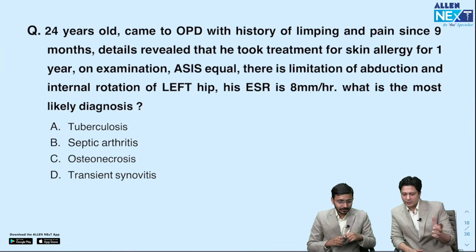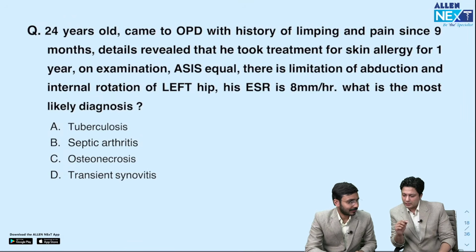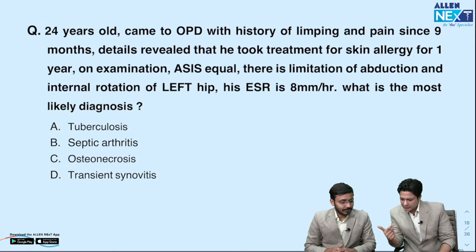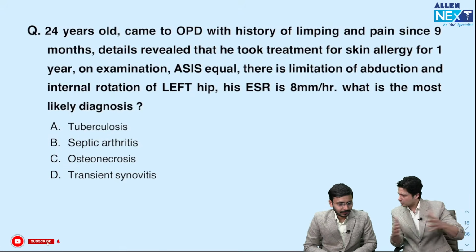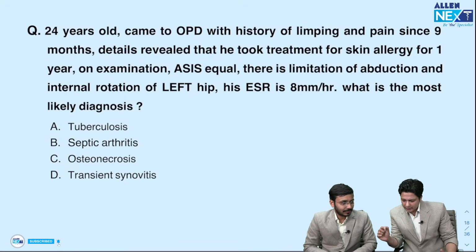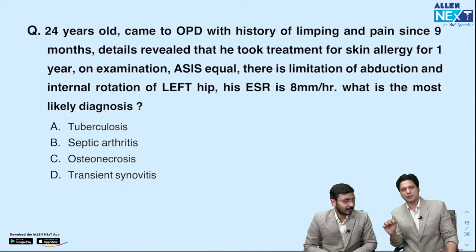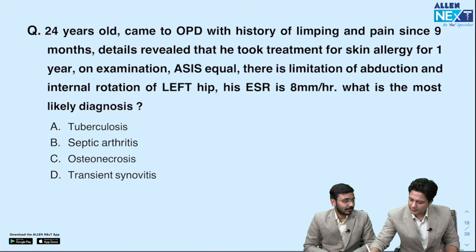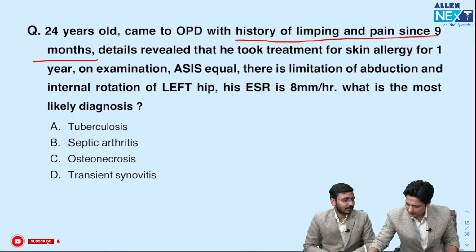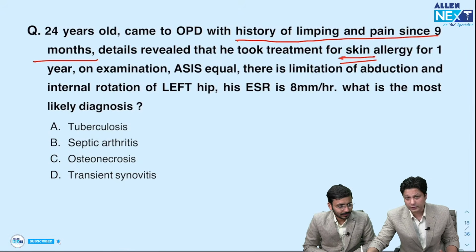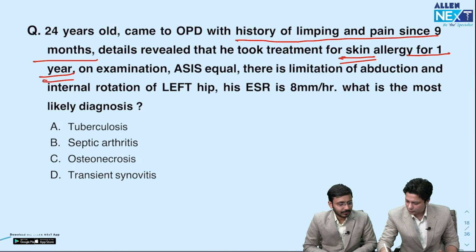All right. Next question: a 24-year-old came to OPD with a history of limping and pain for the last 9 months. There is a long protracted history. Details revealed that he took management for a skin allergy. Now, one thing is that a clinical feature in the form of a history is provided. One of the etiologies is provided: he took the management for his skin allergy for 1 year.